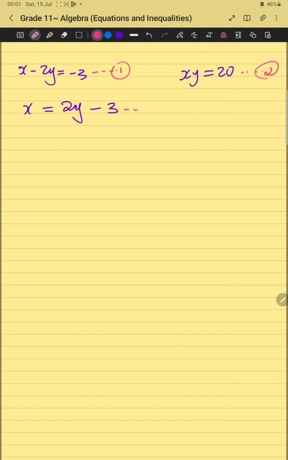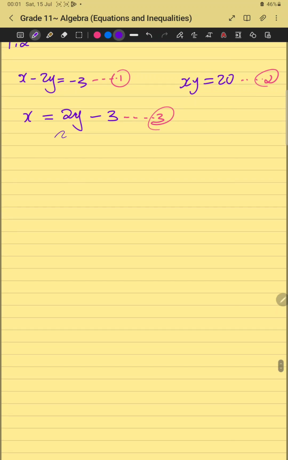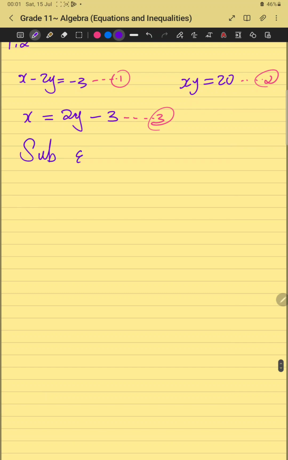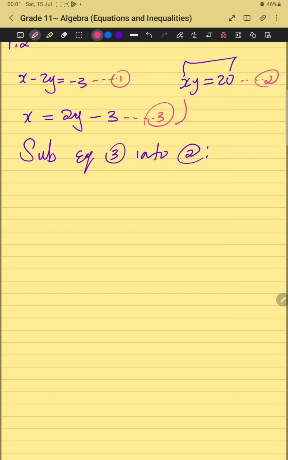And then we name this one as equation number 3. Then from here we write a statement that says we substitute equation 3 into equation number 2. So we're going to take equation 3 and go there. That means in the place of x in this equation, we're going to plug in this value. In the place of x, we put this value. Simple as that.